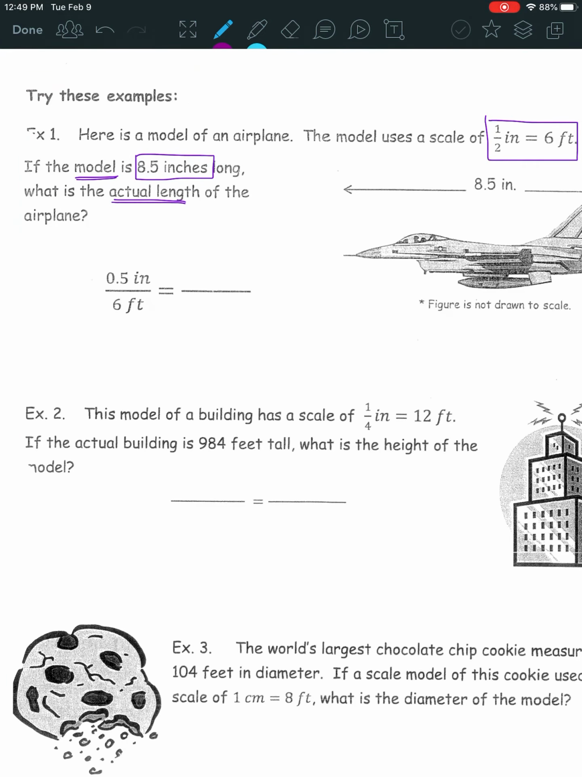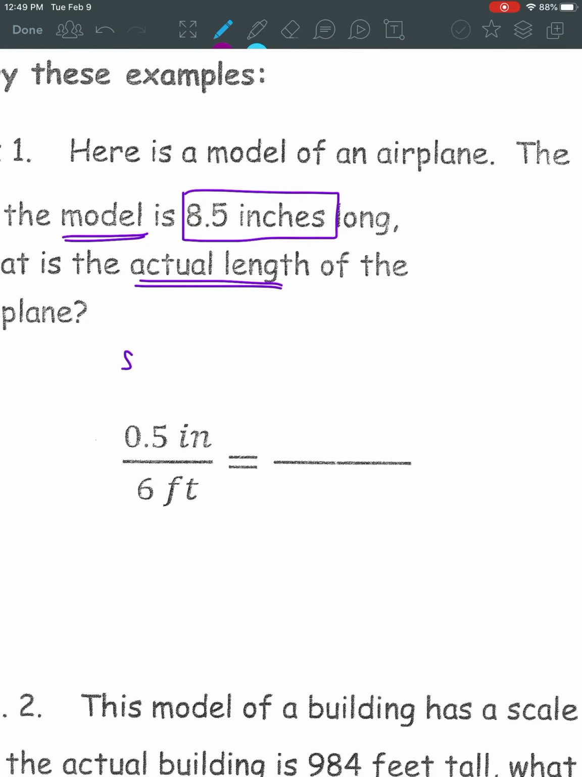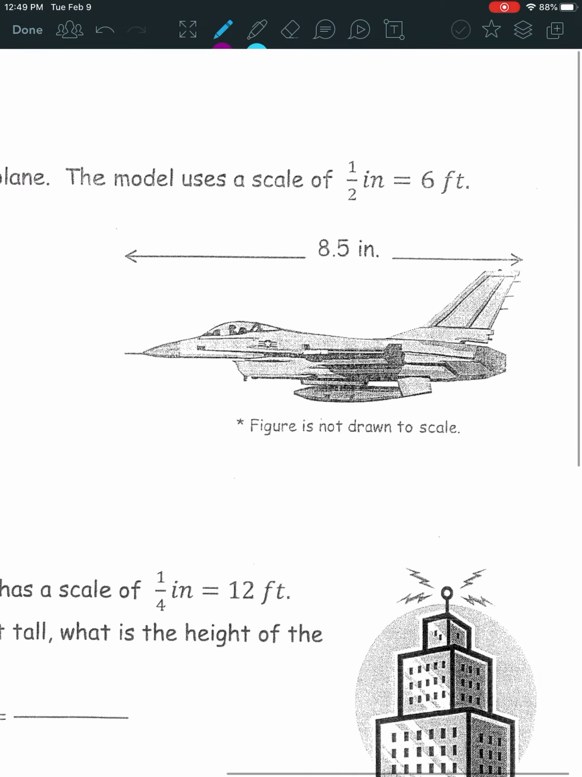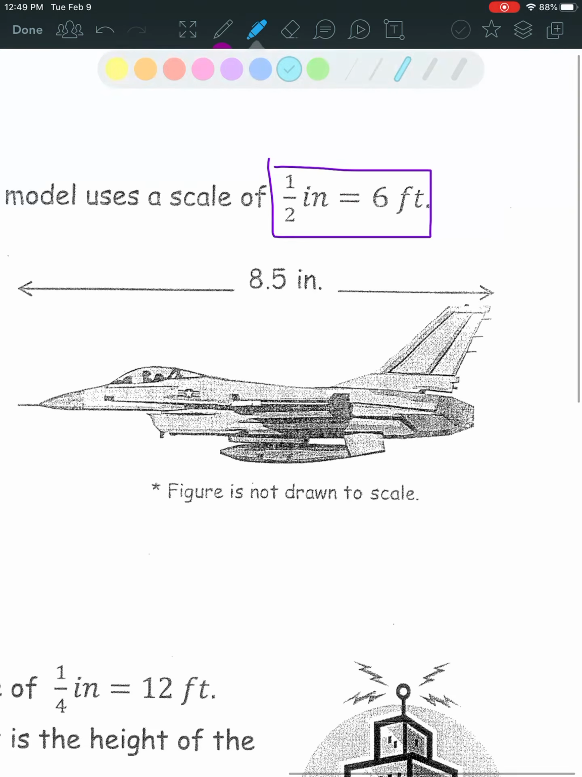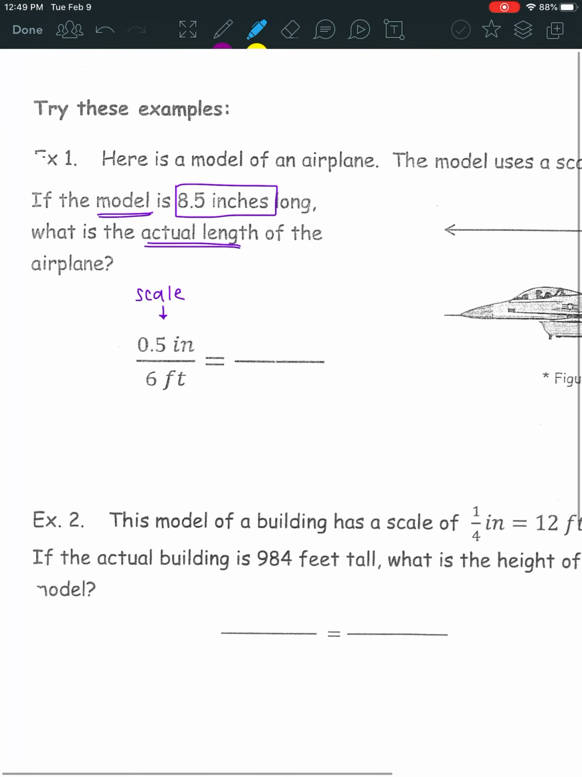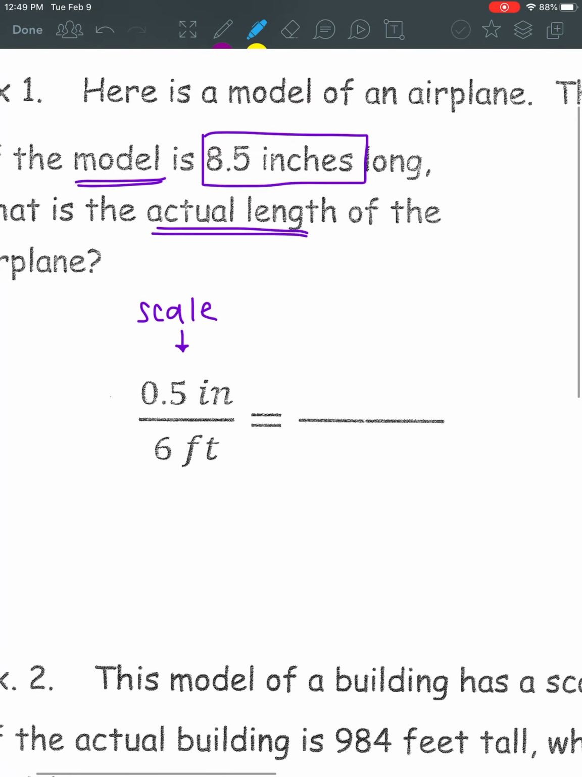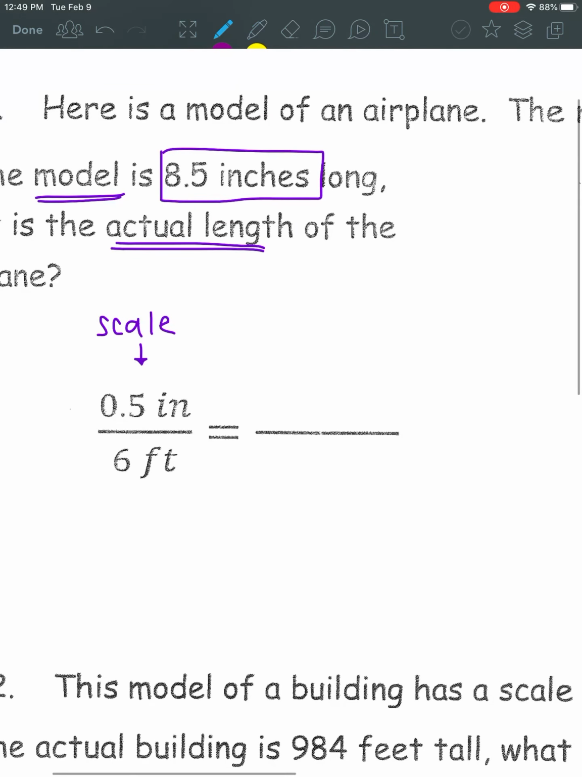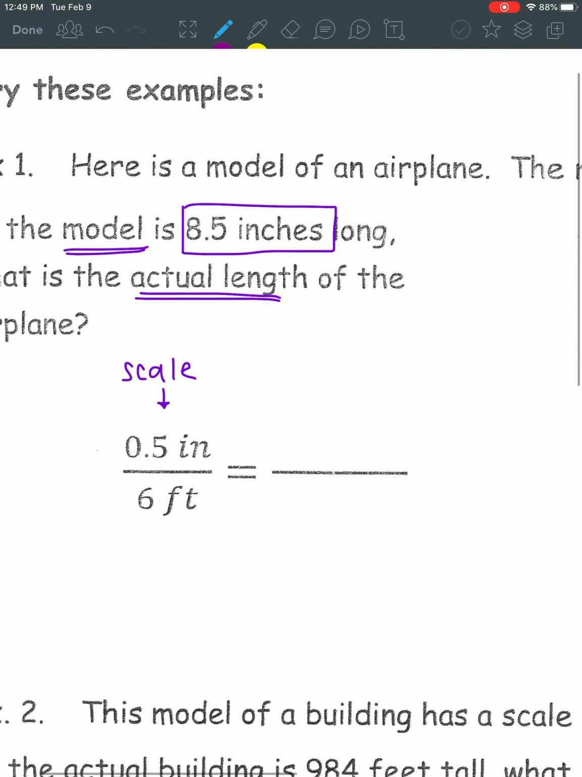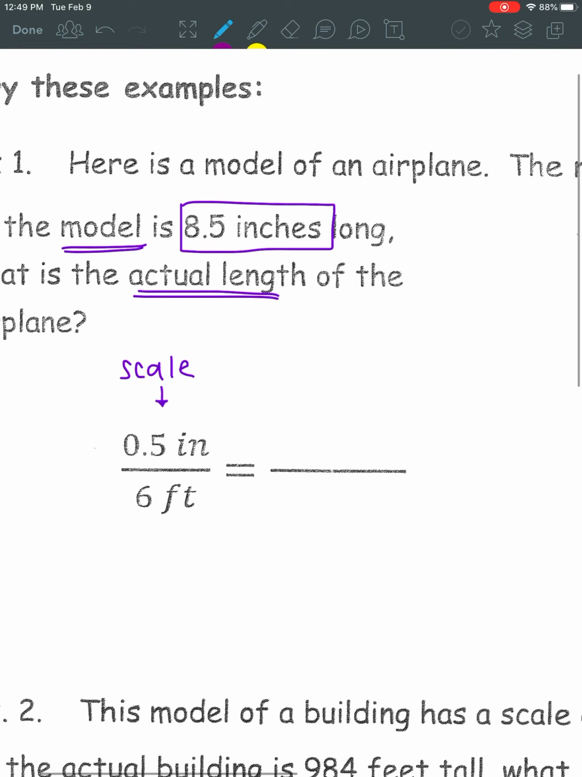Okay, so we set up our proportion just like we did in the last problem. So the first fraction is always your scale. That's what we were given up here that I boxed in and we'll highlight, 1/2 inch equals 6 feet. So 1/2 we changed to a decimal, 0.5 inches, and then that equals 6 feet. That's an easier number to work with when we multiply these. Now, we were given 8.5 inches is the model.